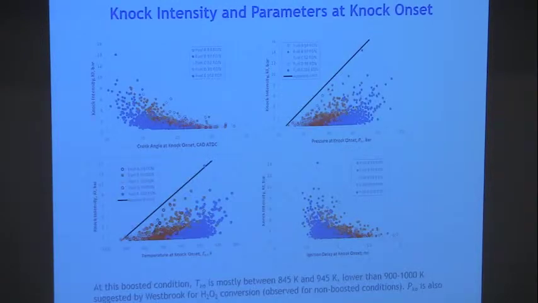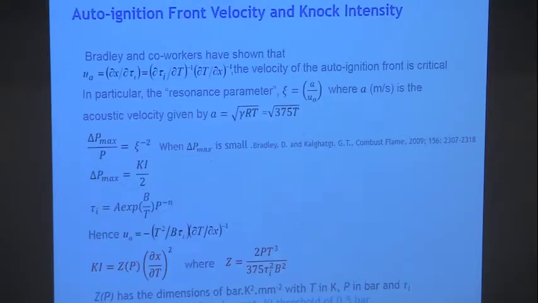Because knock intensity, for example, depends on how the pressure wave set off by the initial auto ignition travels through the hotspot, and how the pressure wave evolves. I'll come back to that. Now, if you plot knock intensity against other parameters at knock onset, like crank angle, pressure at knock onset, ignition delay at knock onset, or temperature at knock onset, there is a mess. There's basically no correlation. There's a huge variation.